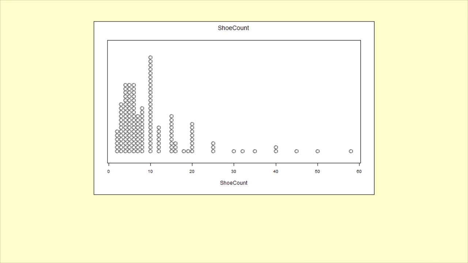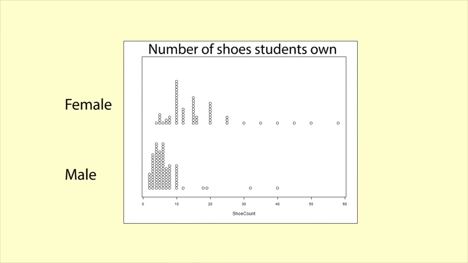To illustrate this, let's have a look at what happens when we separate out the students into female and male. You can see that the two distributions look quite different from each other. For the female students, the mode is 10, the median is 12, and the mean is 15.73. For the male students, there are two popular values, 4 and 6. There is no mode. The median is 5 and the mean is 6.43.